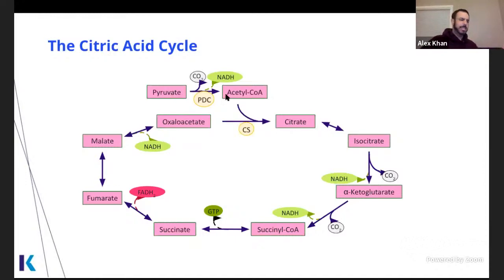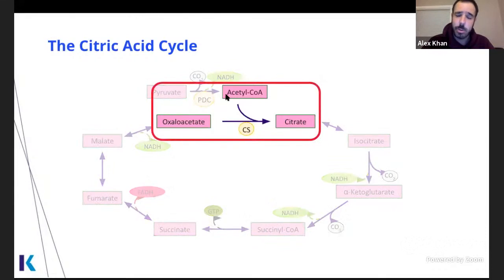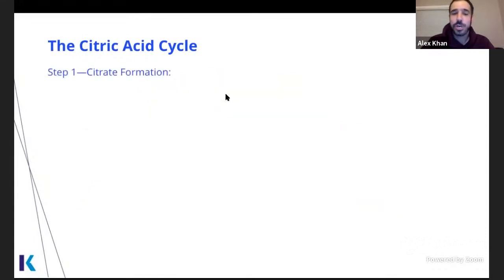Okay, so we just did all this work. We started off with glucose at 6 carbons, and we broke it down into 2 3-carbon molecules, which then got broken down into 2 2-carbon molecules. What happens next? Well, we're going to undo all that work. Not for no reason. We're going to create citrate. So this is the first step of the citric acid cycle.